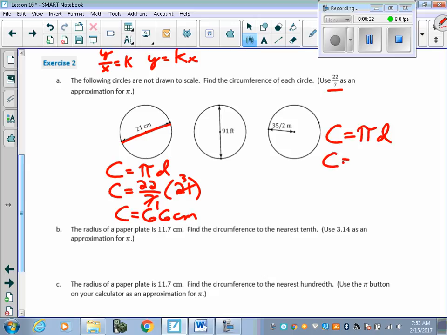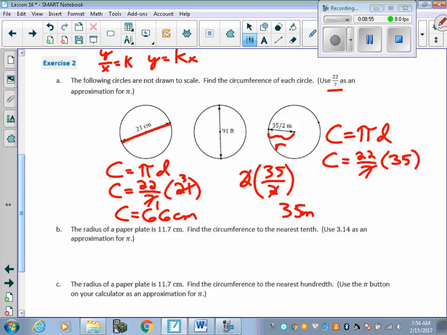C, we don't know. Pi is 22/7. Well, wait a minute. This is the radius, not the diameter. So again, to get the diameter, we've got to double this radius because it takes 2 radii to make a diameter. So therefore, we've got to take 35/2 and multiply that by 2. Well, the nice thing about it is the 2's cross off, and all you're left with is 35 meters. So the diameter is 35.